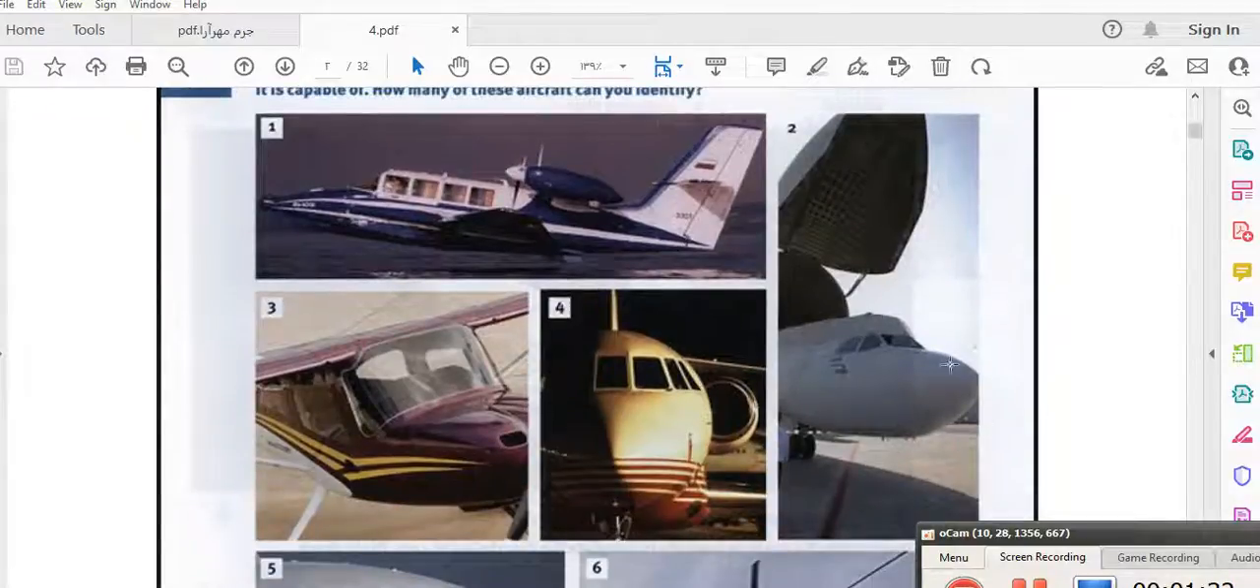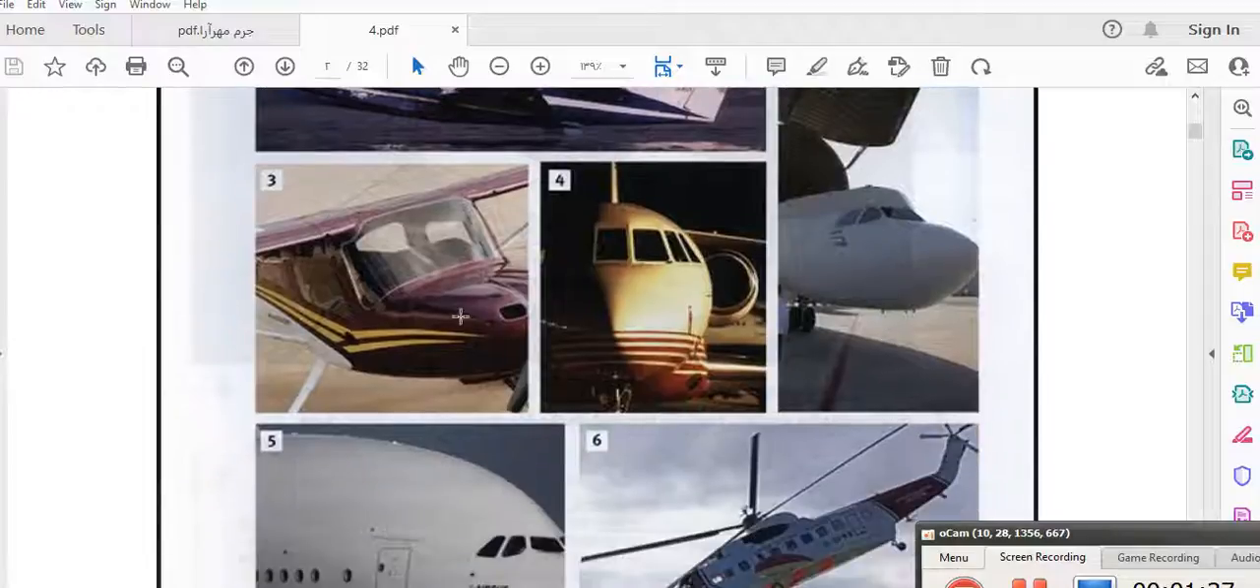And number 2 is a super transporter cargo aircraft. Number 3 is a sky catcher light aircraft. This is a form of light aircraft. The name is Sky Catcher. It's a very light form of aircraft. And the third one, I guess, is a jet.